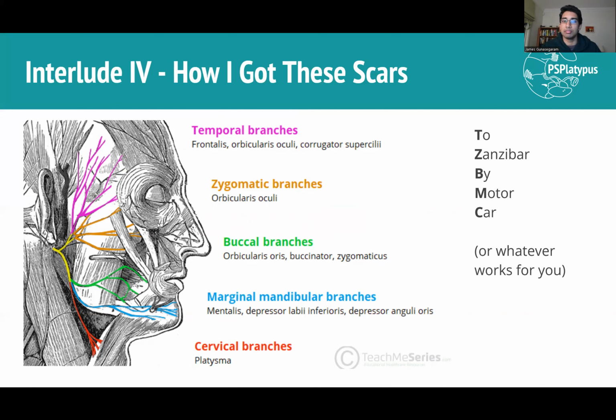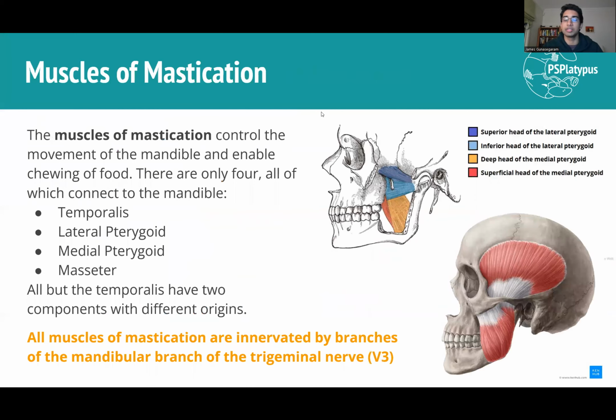So in general, your temporal and zygomatic handle your eyes and above. Your buccal handles a bit of that, and also your cheeks. And then as we go down, the mandibular branch handles your mandibular muscles, and your platysma, which is a very interesting muscle to flex, goes down the bottom. All right, let's talk about the muscles of mastication. So these are our guys innervated by the trigeminal nerve.